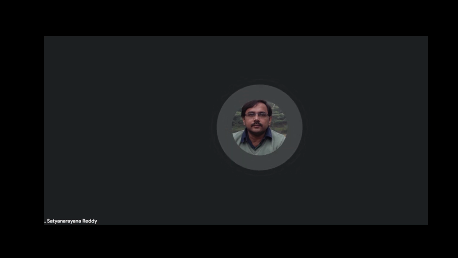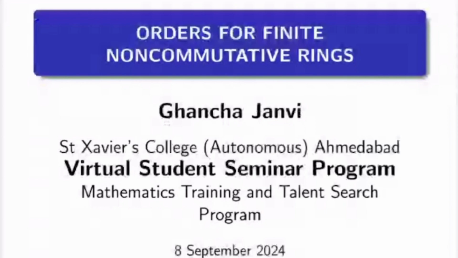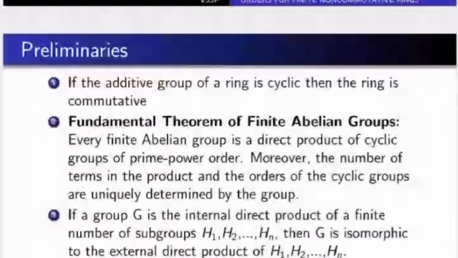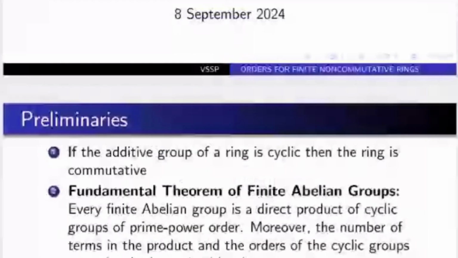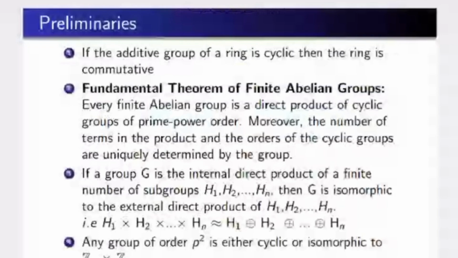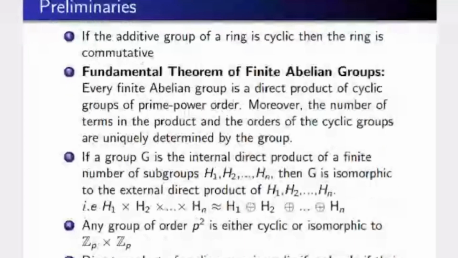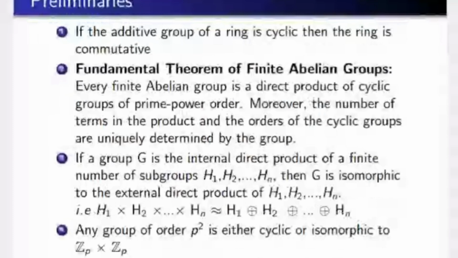Over to Janvi. Today we are going to find out the possible orders for finite non-commutative rings. Before going into the topic, there are a few preliminaries that all of us should be aware of. First, if the additive group of a ring is cyclic, then the ring is commutative. That is, if R with plus and dot is a ring, and if R with the operation addition is cyclic, then the ring is commutative.